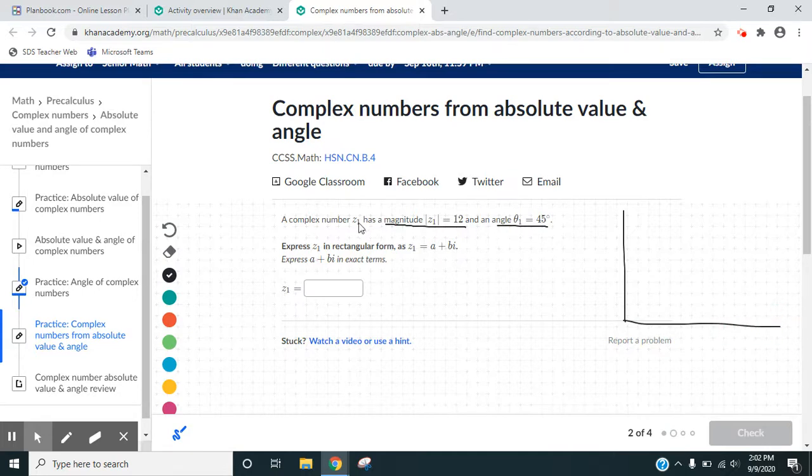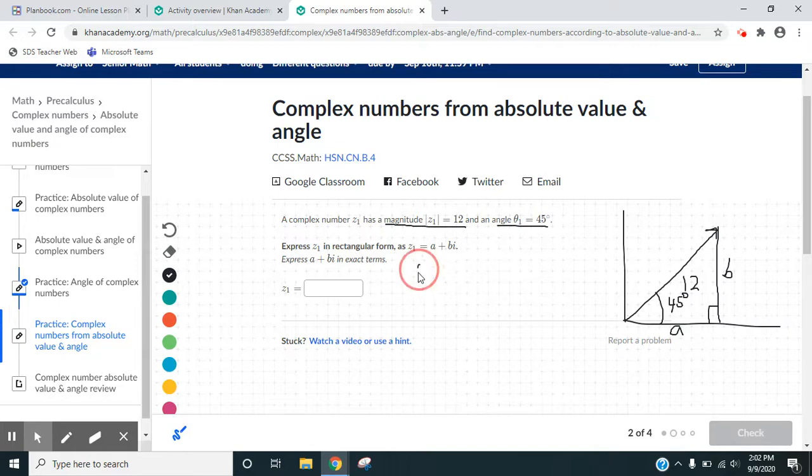is we have a complex number that has a magnitude of 12. That's the distance that it is from the origin, and we also know that the angle is 45 degrees. All right, if we sketch a little triangle here, what we're trying to figure out is what is A and what is B. And we're going to use some trigonometry. We're going to use some SOHCAHTOA that we learned in geometry.